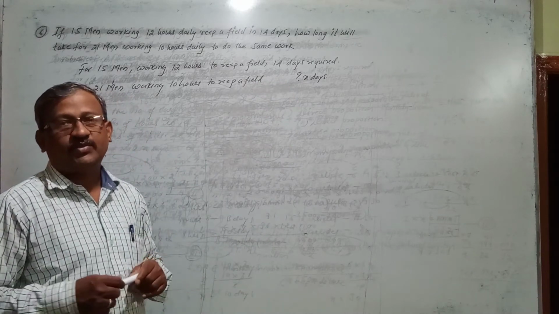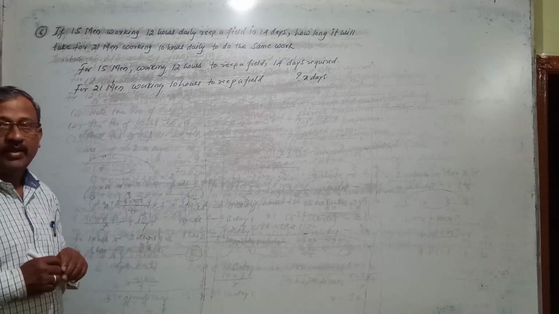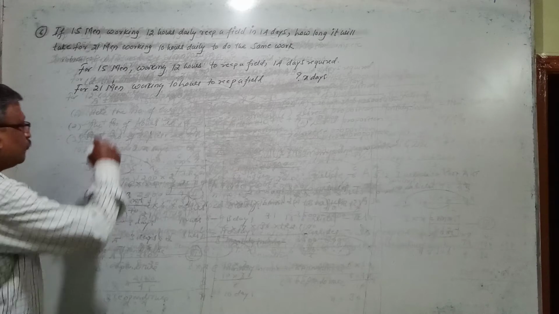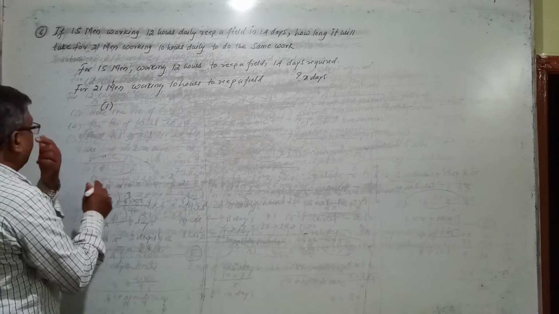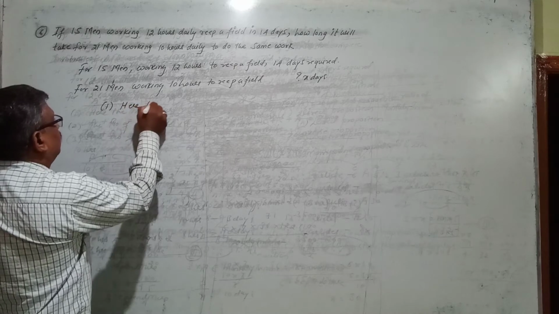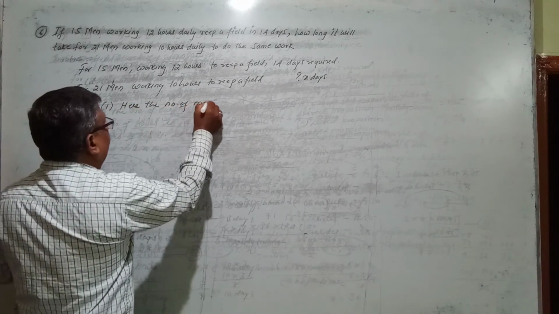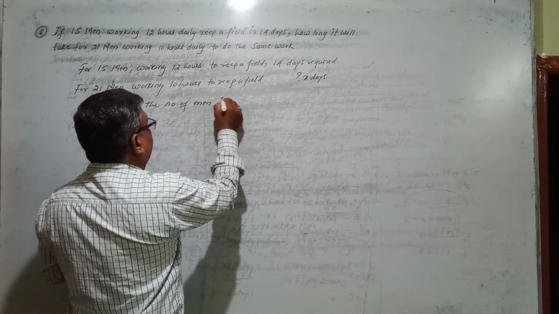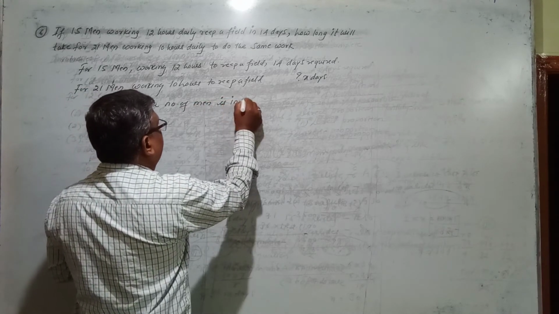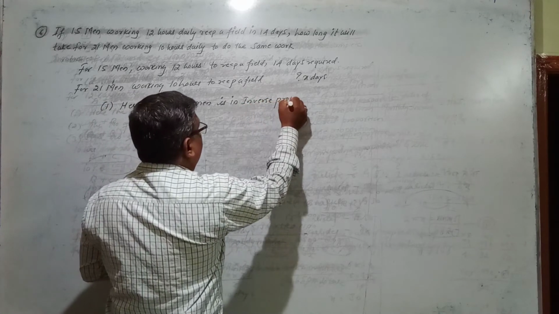So when one is increasing, another one is decreasing, it is said to be which proportion? Inverse proportion. Means here the number of men is said to be in inverse proportion. So just below this, you put number 1 and write there: here the number of men is in inverse proportion.